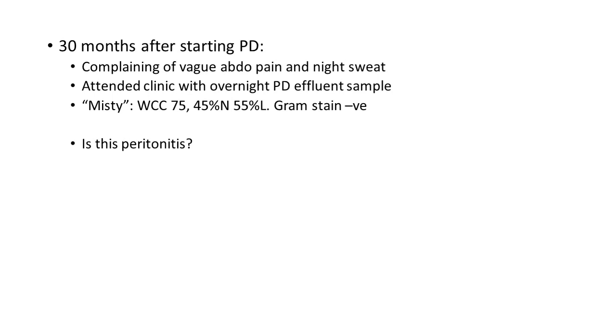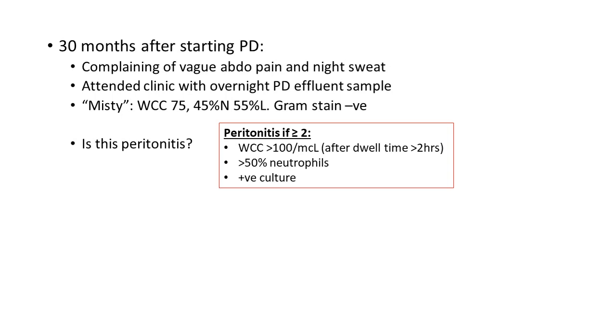He attended the clinic, bringing his overnight PD effluent sample from a PET test, and it was described by the nurses as misty, and there were 75 white cells, 45% of them neutrophils. The gram stain was negative. So the first question is, does this person have PD peritonitis? What is the definition of PD peritonitis? What is the diagnostic criteria, I mean?